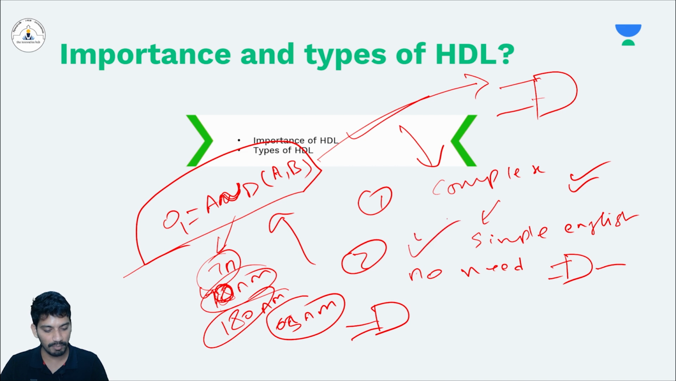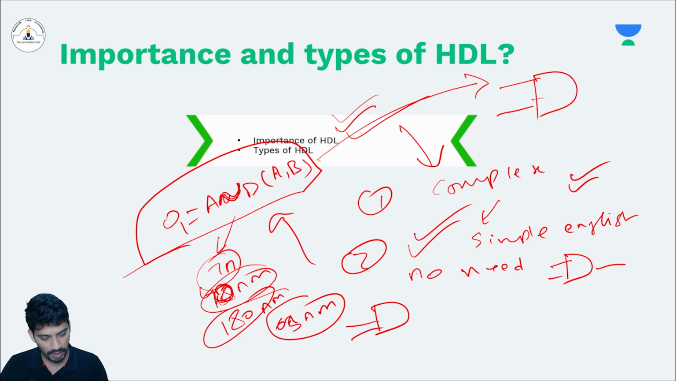That is the second importance of HDL, where you are not choosing any particular fabrication or depending on any particular technology. Once you write the hardware description language, it can be converted to any technology node and any fabrication lab that is available. That is the second importance.